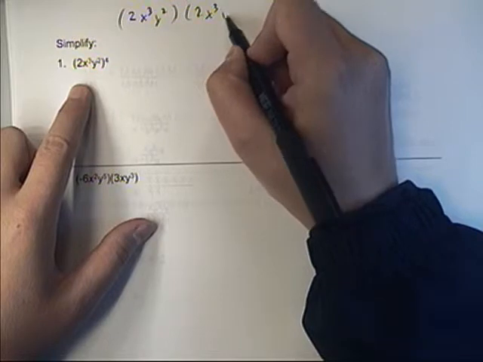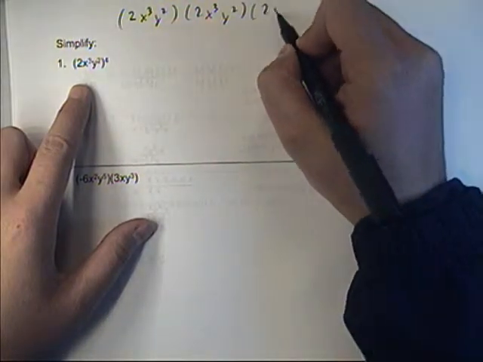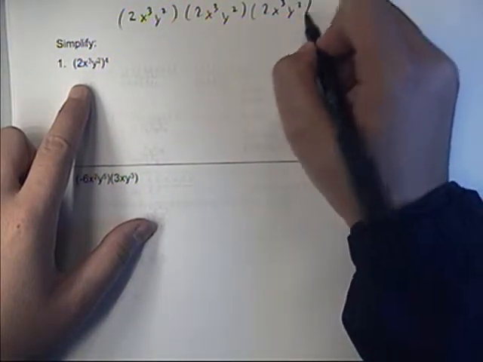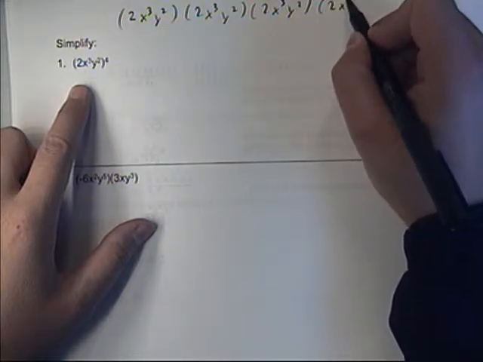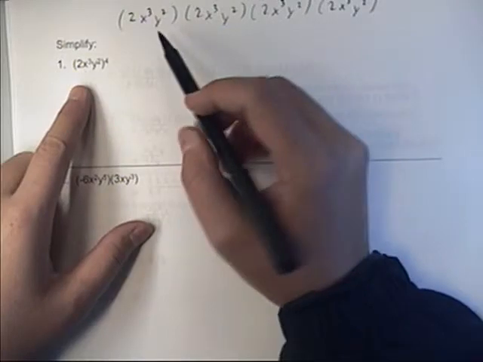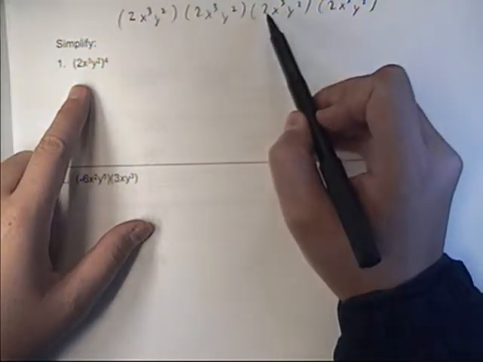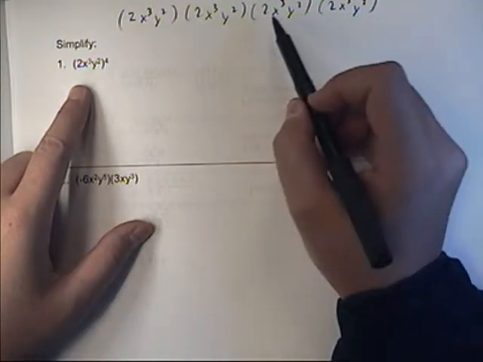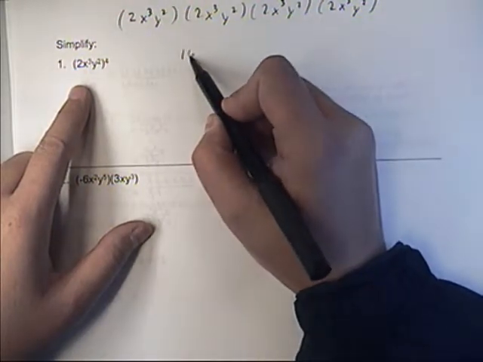2x to the third y to the second, 2x to the third y to the second, and 2x to the third y to the second. Okay, so there's 1, 2, 3, 4. So basically I can go 2 times 2 times 2 times 2. So 2 times 2 is 4, 4 times 2 is 8, 8 times 2 is 16.